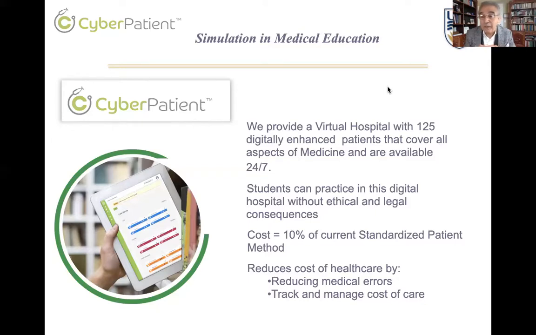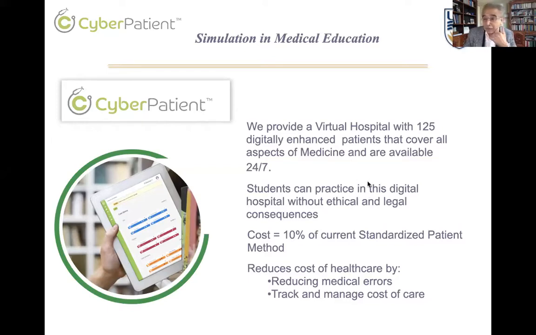But unfortunately, we cannot do formative assessment more than once during a rotation, because it's time consuming for physicians and professors, and it's also draining. But with Cyber Patient, professors can be in control of many students, watch what they are doing, and give them feedback after coming home after dinner, just for 1 hour every day. They can give constant feedback as much as they want. Also, students can practice in a hospital, as Dr. Iqbal said, without any legal or ethical consequences.